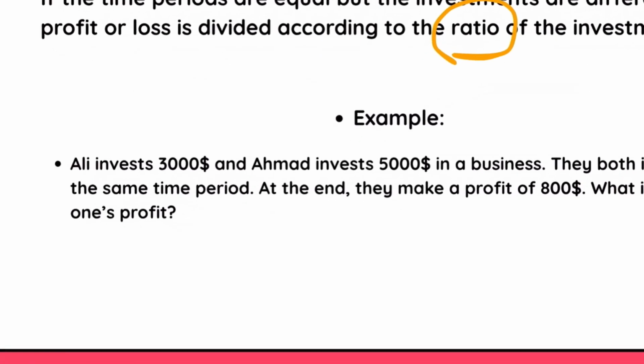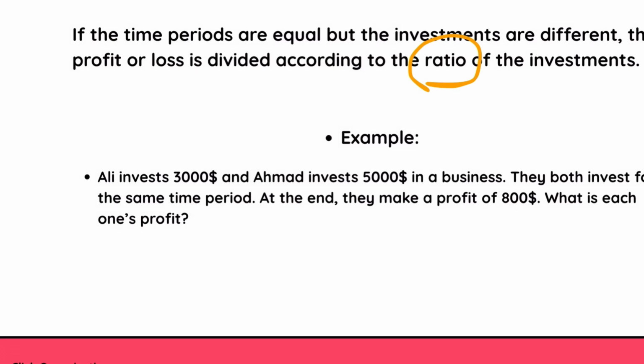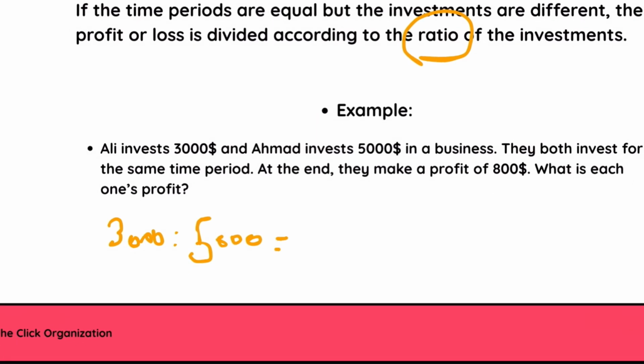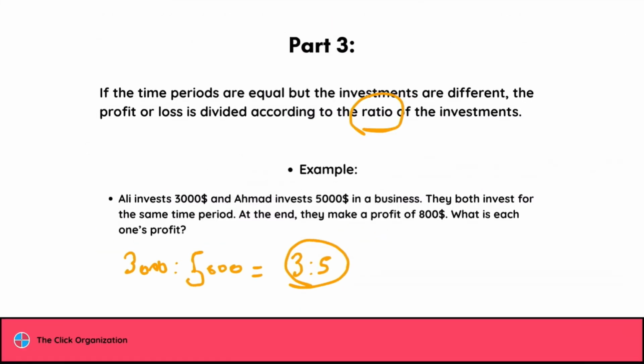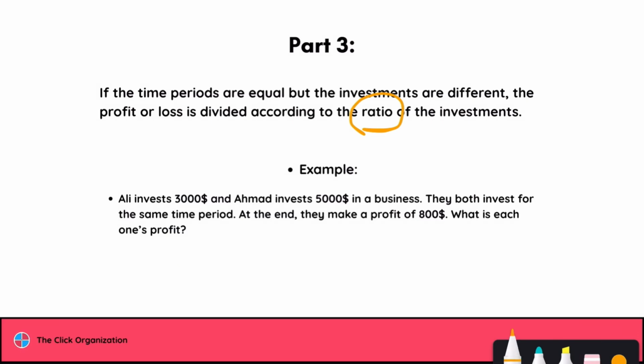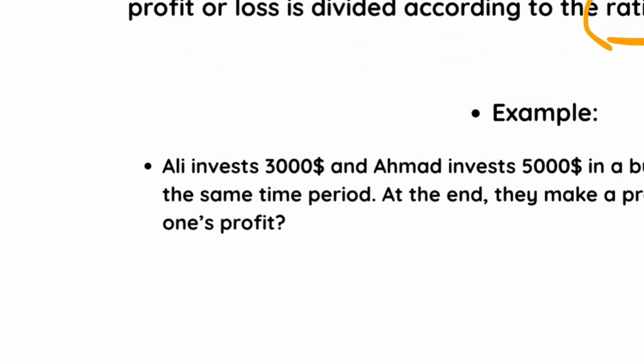Okay, so 3,000, 5,000, and now we need to have the ratio. So 3,000 to 5,000, right? Now this is 5. So 3,000 to 5,000, I can simplify these two, and it can be 3 to 5, right? So this is the ratio. Now let's go with the same steps of the proportional division for this one. So we have the ratio, which is 3 to 5. Now let's go and solve this.